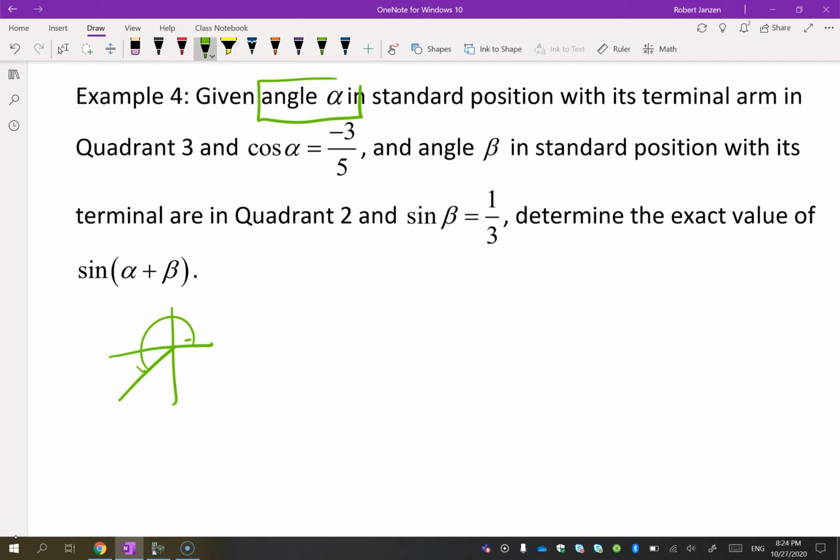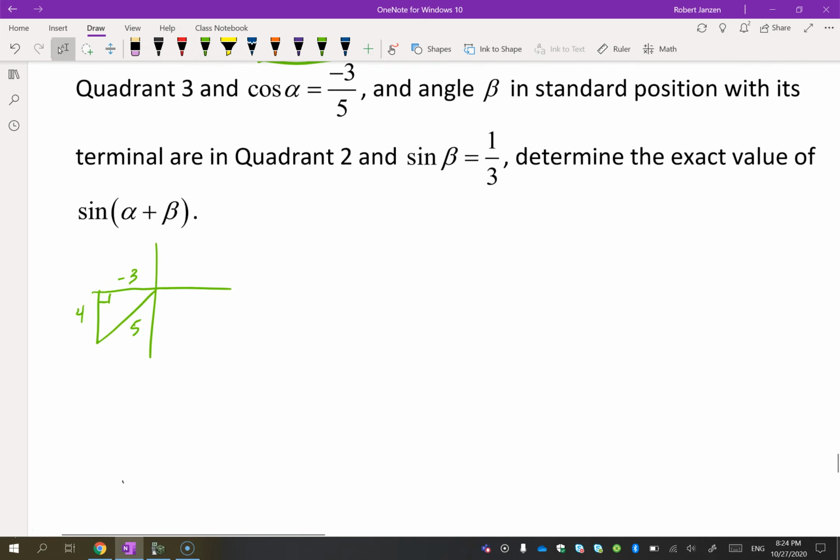So that would be here. And it tells you that cosine of alpha is -3/5. Looking at that, I can tell this is 4 right away using Pythagoras. So in this alpha, cos of alpha is -3/5, and sine of alpha would be -4/5.